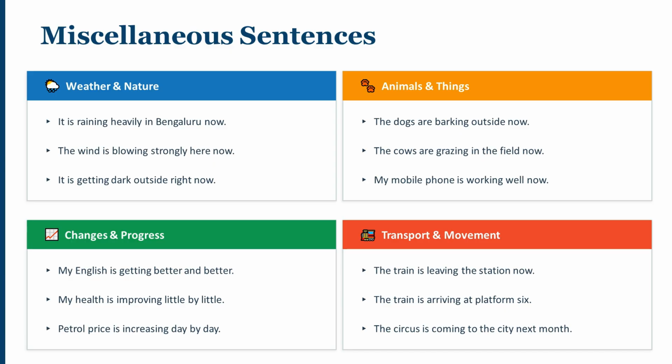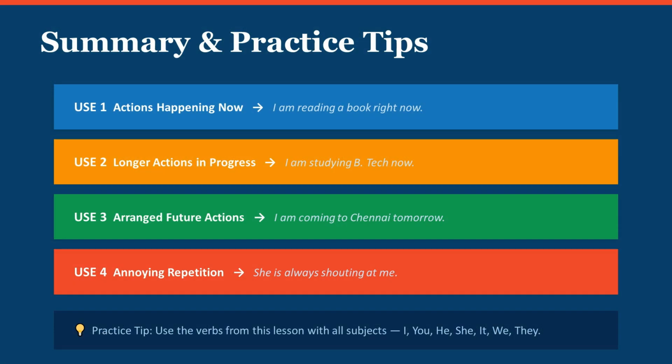For animals and things, we say, the dogs are barking outside now. The cows are grazing in the field now. My mobile phone is working well now. For transport and movement, we say, the train is leaving the station now. The train is arriving at platform 6. The circus is coming to the city next month. Notice how the present continuous tense can be used in so many different situations. Let us now quickly summarize everything we have learned in this lesson.